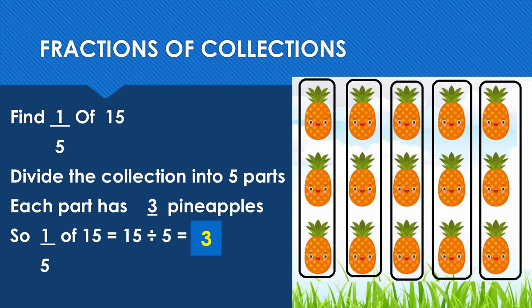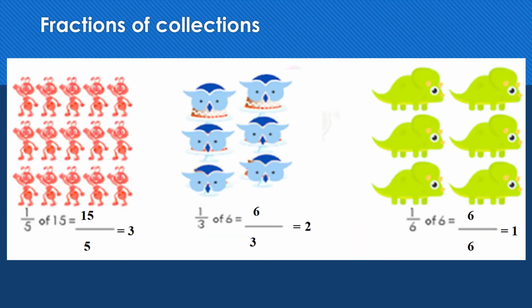Now, you have to divide the collection. So this is our collection. We have a collection of 15 pineapples and this is being divided into 5 parts. So 1 by 5 of 15 means I am dividing this collection into 5 parts or 5 groups. So when you divide this into 5 groups, each part has how many pineapples? It has 3 pineapples. So 1 by 5 of 15 is nothing but 15 divided by 5, which is equal to 3.